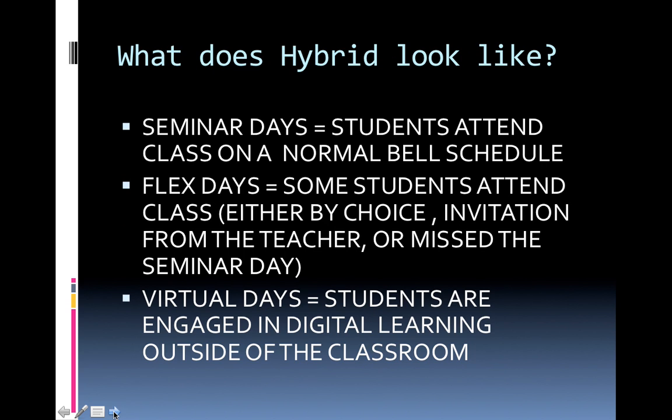What does it look like? There are 3 components. The first is seminar days. These are mandatory days for students to attend class on a normal bell schedule. For this class, it's a 6-period class, and so they will attend class at 2:05 when they will be expected to be in their seat at 2:05 when the bell rings for 6th hour.